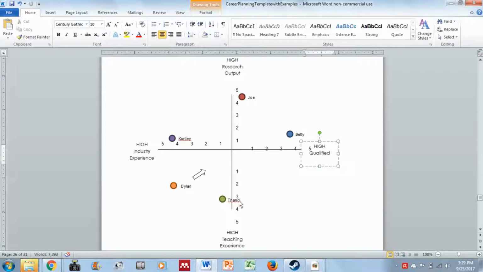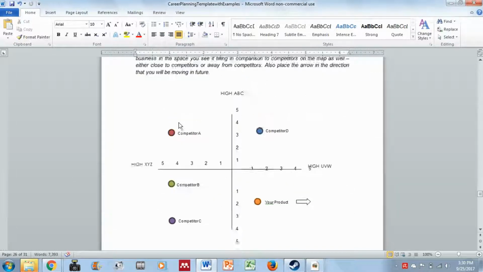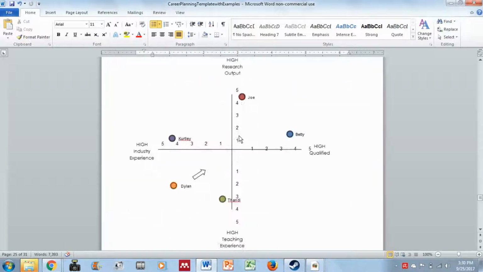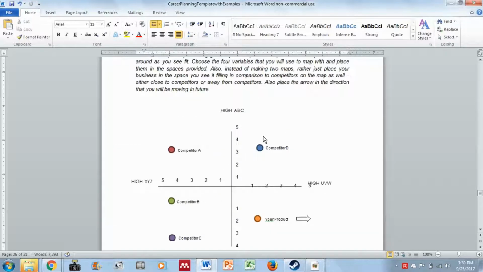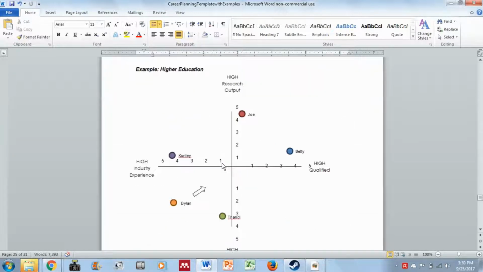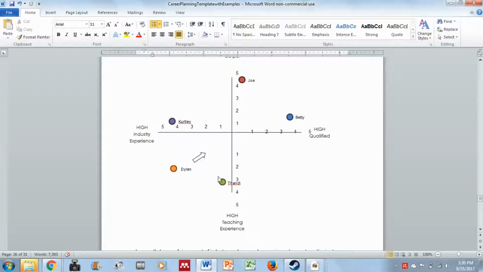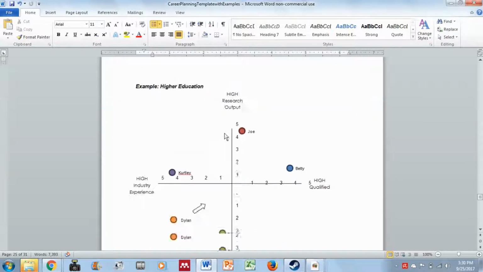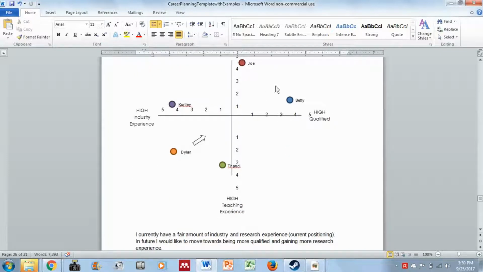If you spend lots of time getting experience in industry, you don't have as much time to study, and vice versa. Okay, then what I do is I plot, remember, now I go back here and I look at Joe. Joe has lots of research experience, so I put Joe high up on the map, high research output. Then competitor B, Tandi, she has lots of teaching experience, and there I put her, high teaching experience. Then Kurtley has lots of industry experience over there, and obviously Betty is highly qualified, she has lots of qualifications.